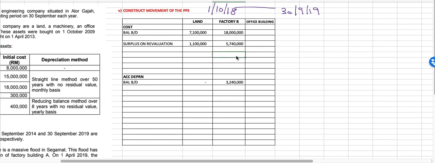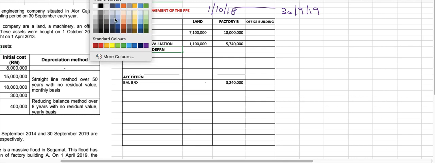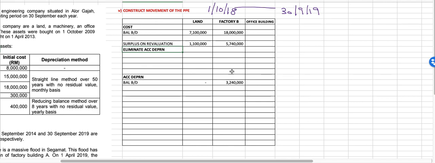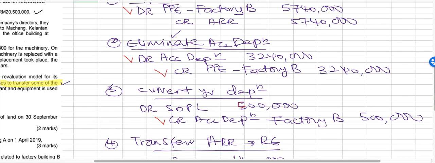Okay, and then next one is to eliminate the accumulated depreciation. So of course, from red, we change it back to black. Okay, so this is the accumulated depreciation. So we will minus 3240, because the journal entry would be debit accumulated depreciation, credit PPE. So when you credit PPE, you minus your PPE. And the same figure, I'm going to copy that down here. The same thing. Okay, next one is the current year depreciation. We have calculated here 500,000.